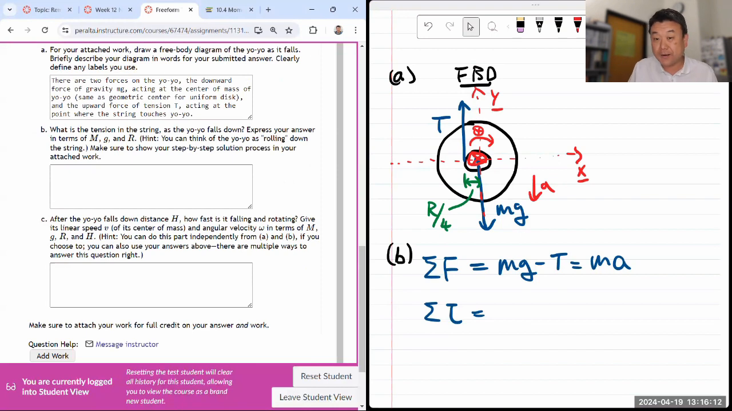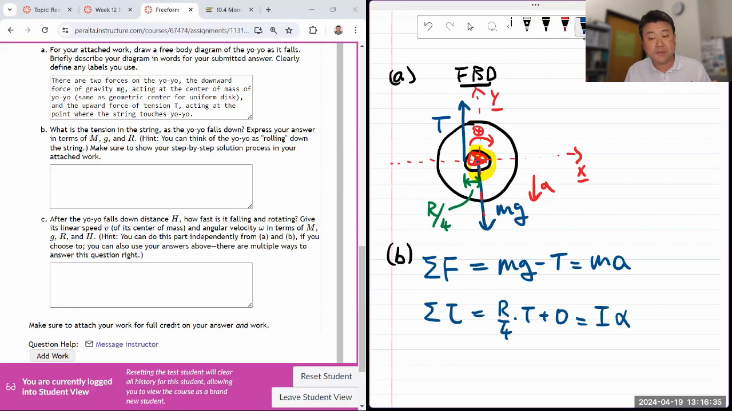So that's the lever arm for the tension force, R over 4, times the tension force plus, now gravitational force might have had a lever arm if I didn't define my center of rotation to be here. That's actually one of the reasons I defined it there. So gravity provides zero torque. That should equal rotational inertia times angular acceleration. And if I want, I can even put in what rotational inertia is. That's mr squared over 2 for the solid disk times alpha.